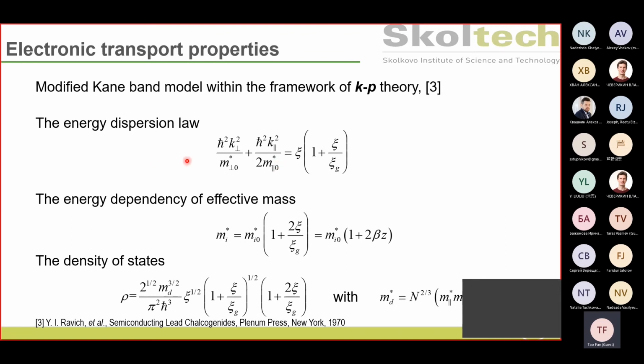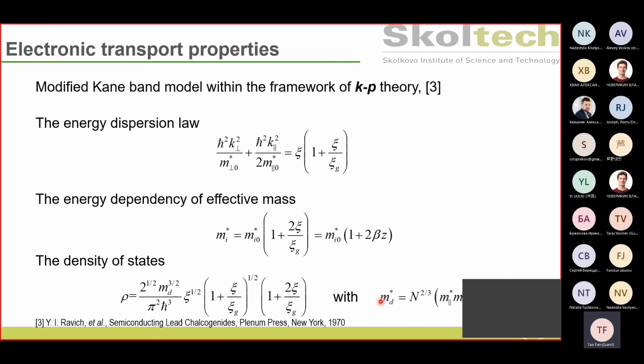We can express the band relationship like this. Here the vertical and parallel symbols indicate the transverse and longitudinal directions of the constant energy surface, epsilon is the band energy, and epsilon g is the band gap. Then we can write the energy dependence of the effective mass and the density of states. Here MD is the density of states effective mass.